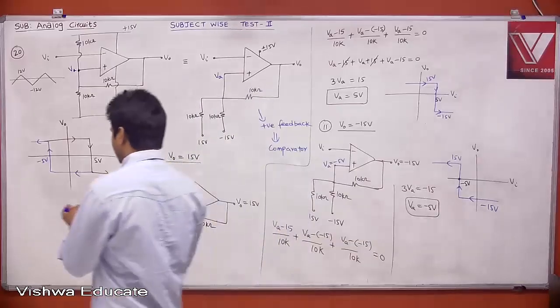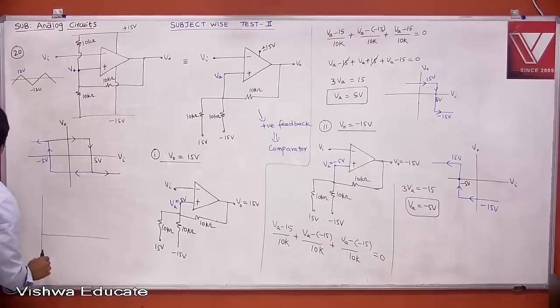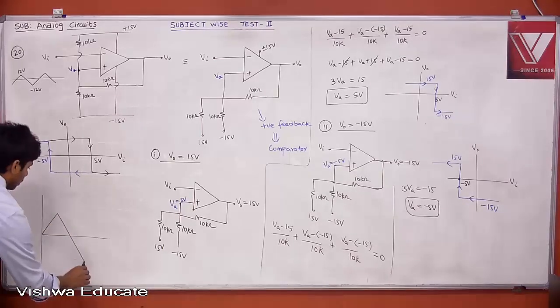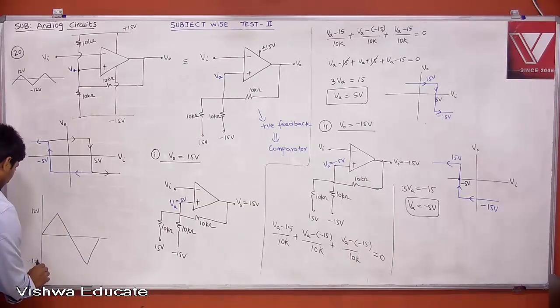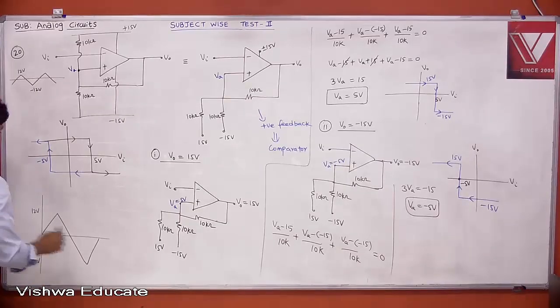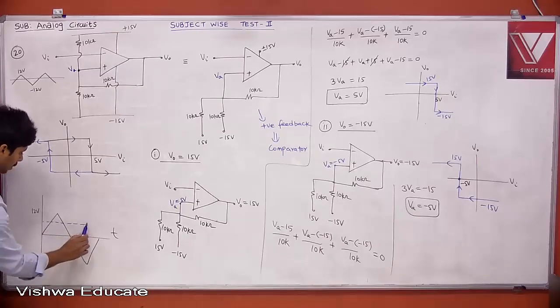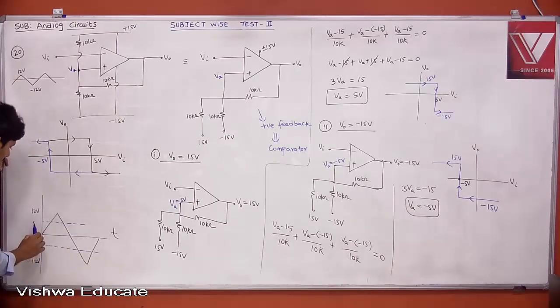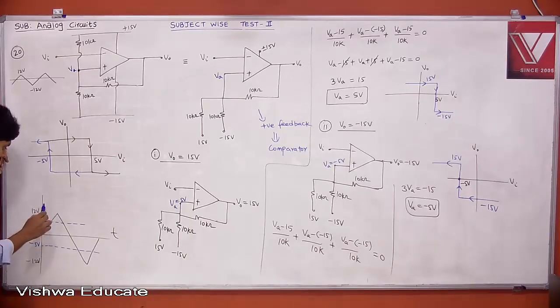If you respond to the actual input, what do you get? Let us say this is your actual input, plus 12 and then minus 12. One cycle is enough. Now tell me, this is what we want to find, the output voltage. When the input is increasing in the forward direction, what is the switching point? 5. In the other direction, the switching point is minus 5. Therefore, less than 5 it is plus 15, more than 5 it is minus 15.